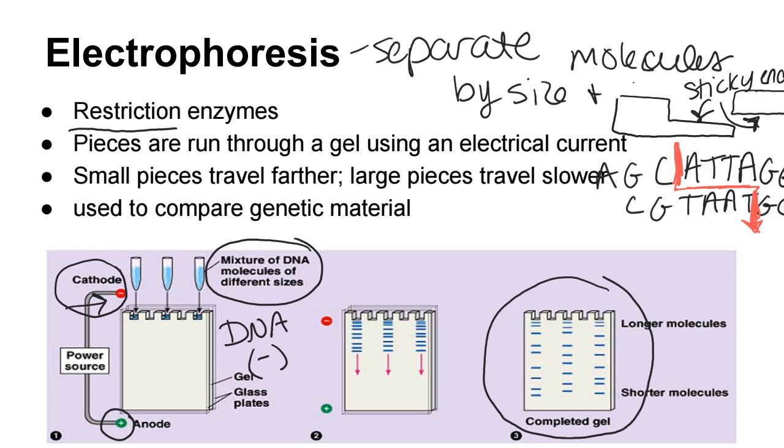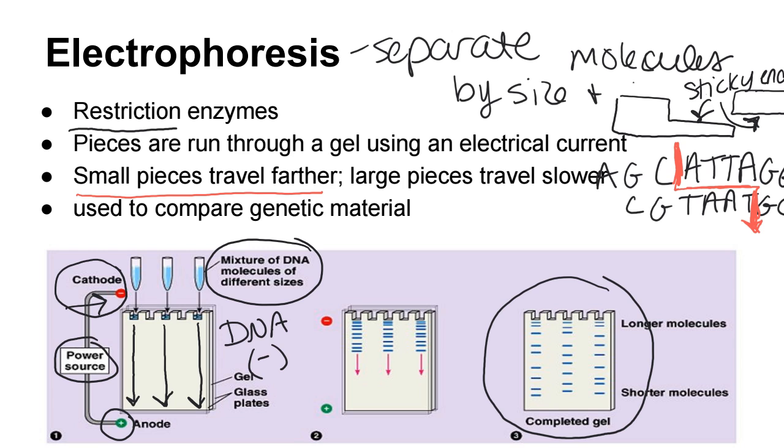So when we turn the power on in the gel electrophoresis machine, it'll actually encourage the DNA to move towards the positive side and away from the negative side. And that's how we see it start to move through the gel. So we cut it using the restriction enzymes. We run it through the gel using this electrical current, so the DNA gets moved towards the positive end. And the smaller the pieces are, the farther they will travel in the gel.